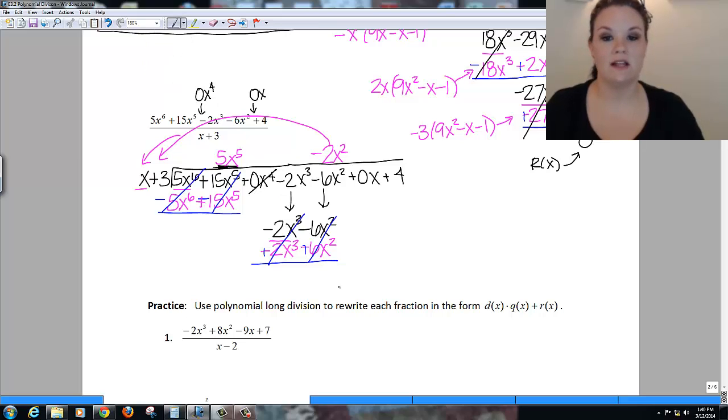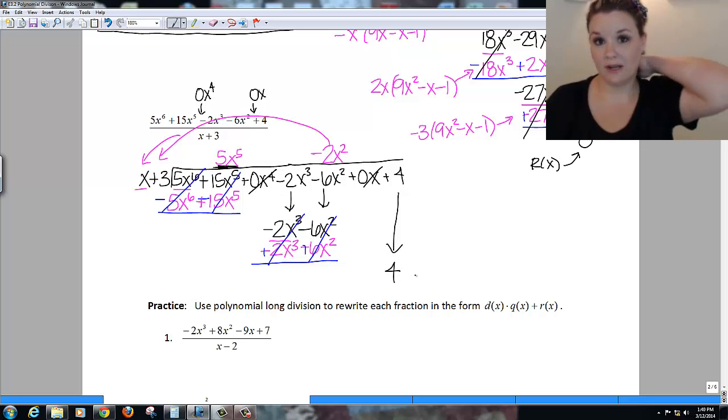So if they all cancel out, remember I have to have at least 2 terms down here. The next one is 0, so I don't want to use that. So when I bring down this next one, notice it's just a 4. So I don't have at least 2 terms. There's nothing I can multiply this x by to give me 4, so I'm done.